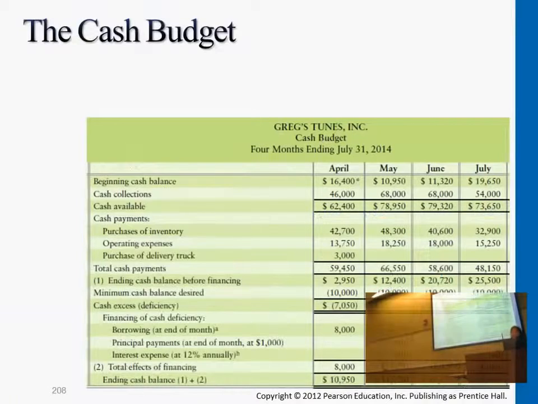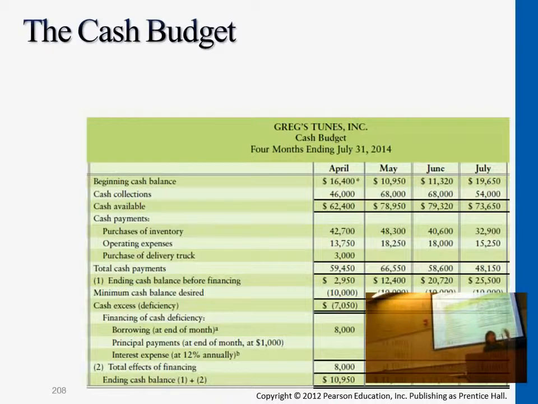Okay, let's take a look at a combined cash budget. We just broke it down into cash collection. We talked about cash payments specifically on inventory purchases. We also talked about cash payments on operating expenses. This is a table that puts together everything.